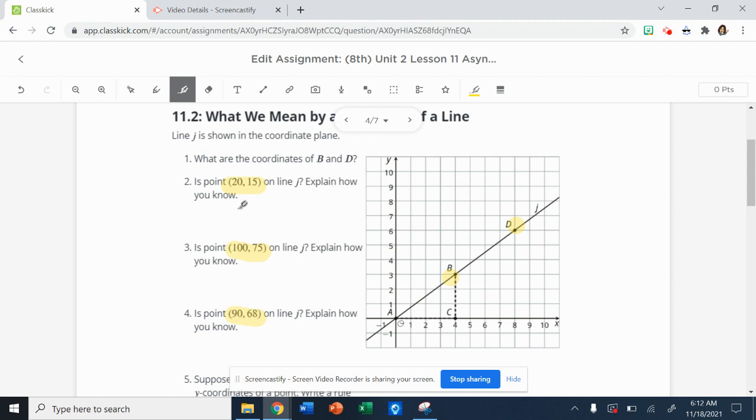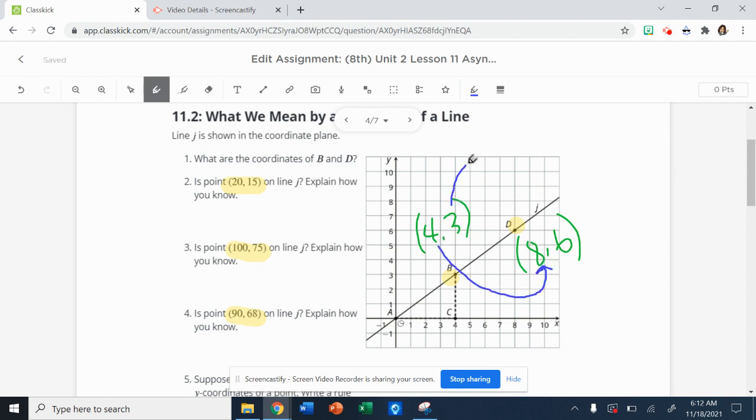Okay, so you should have been able to label the coordinates of point B and point D. We can see that the coordinates of point B are 4, 3, and the coordinates of D are 8, 6. Now, notice that we have a pattern happening between our x coordinates and our y coordinates, right? 4 times 2 is 8, and 3 times 2 is 6. They are proportionally related with a scale factor of 2. And so we know that the point 20, 15 is on the line, and here's why.